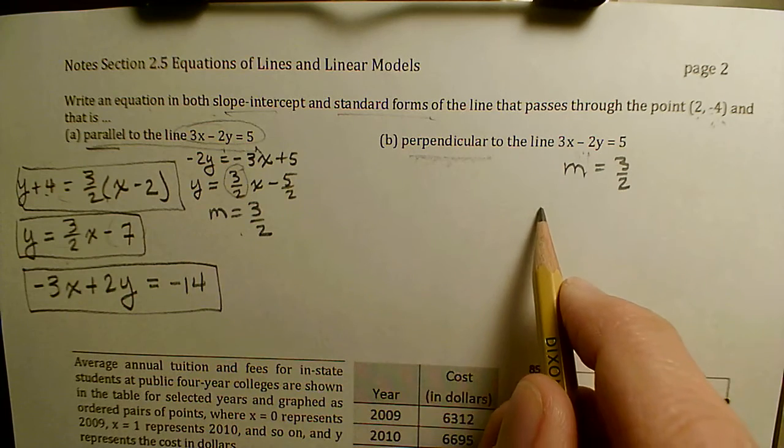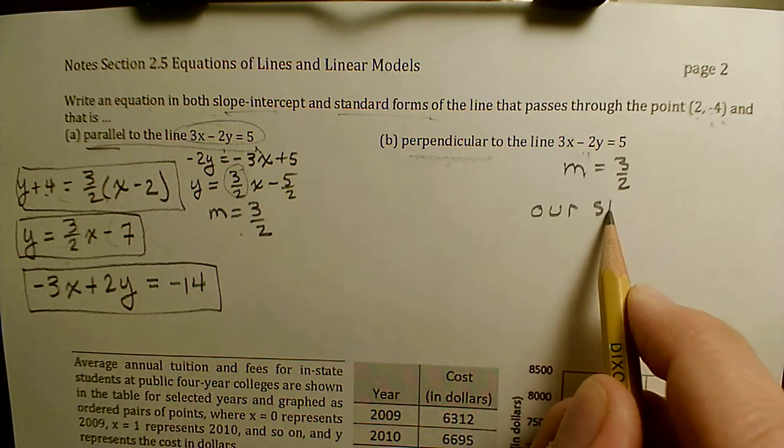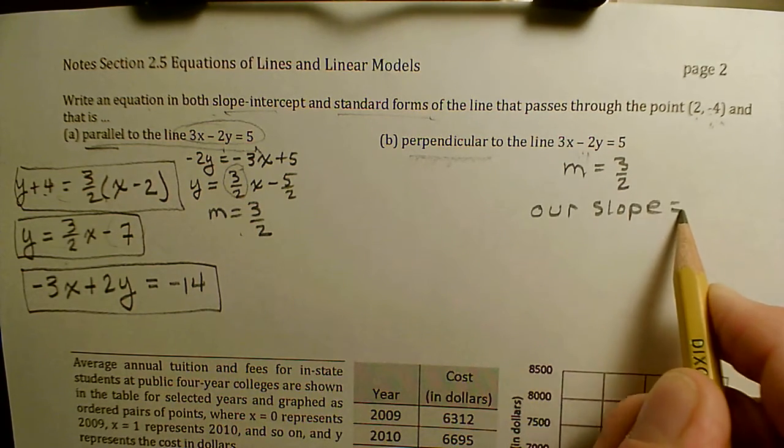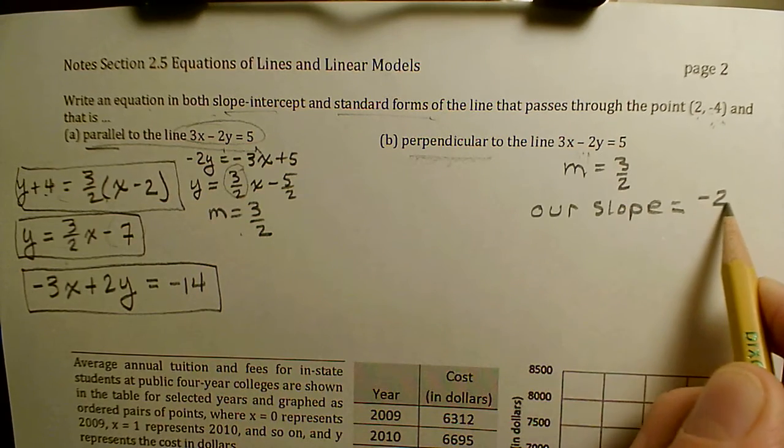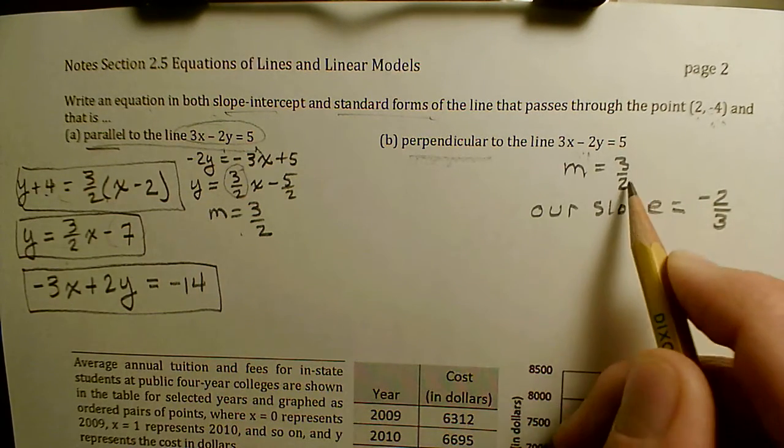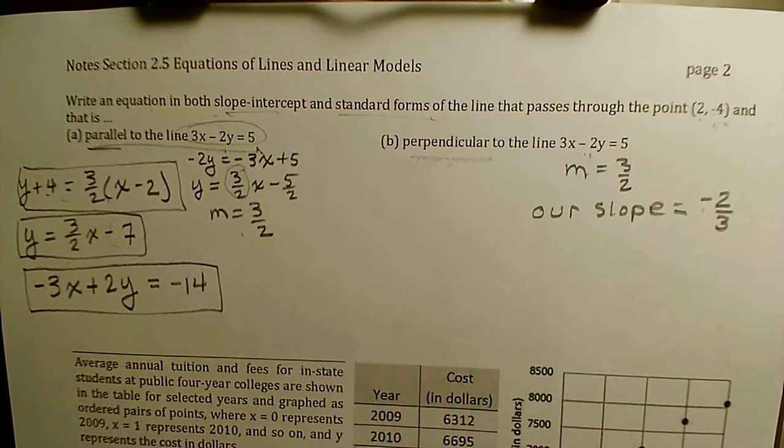So what is our slope? Our slope is the negative reciprocal, -2/3. So you flip it and you negate it. You make it the opposite. Okay, so let's write those equations.